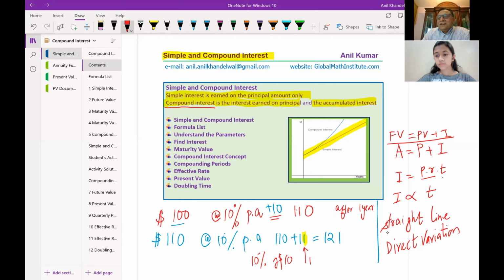Yes. Now let's talk about compound interest. Compound interest is the interest earned on principal and the accumulated interest, right? See, the idea is that, let us say, if you have, let me write dollars here. It looks nice, right? Earning dollars is beautiful. So let's write dollars. So if you have, let us say, $100 and you invest at the rate of 10%, let us say, per annum, right? So per annum. Then after 1 year, you have 110.